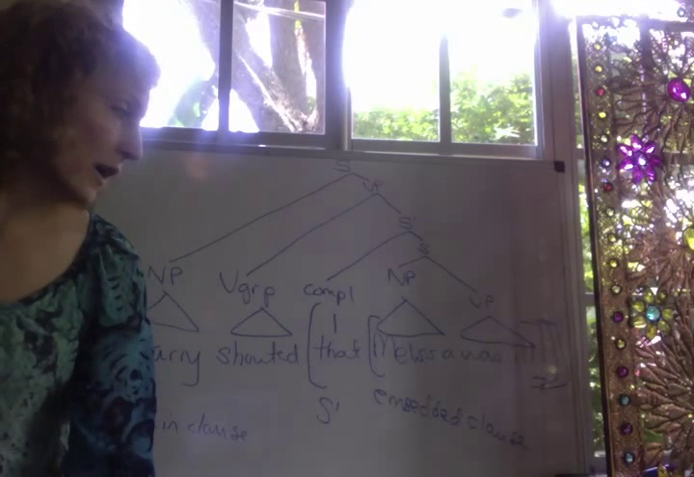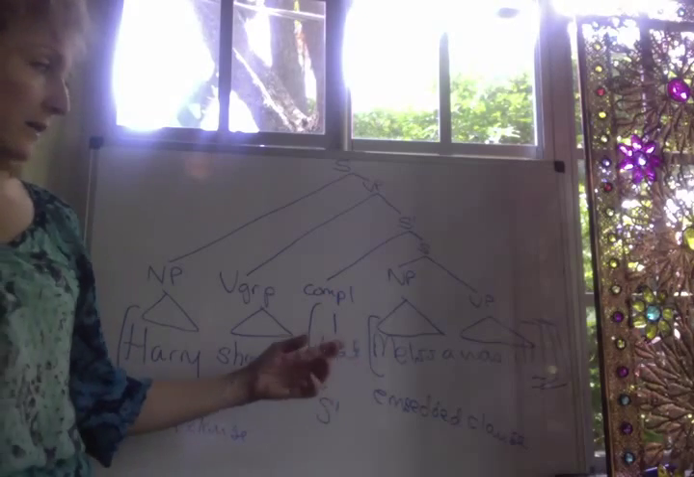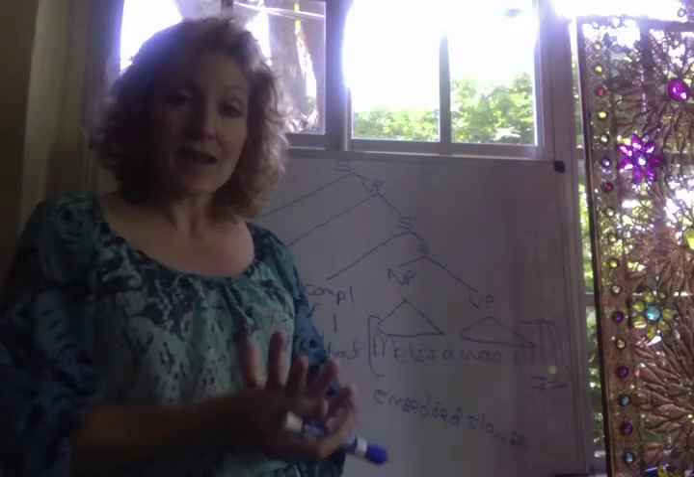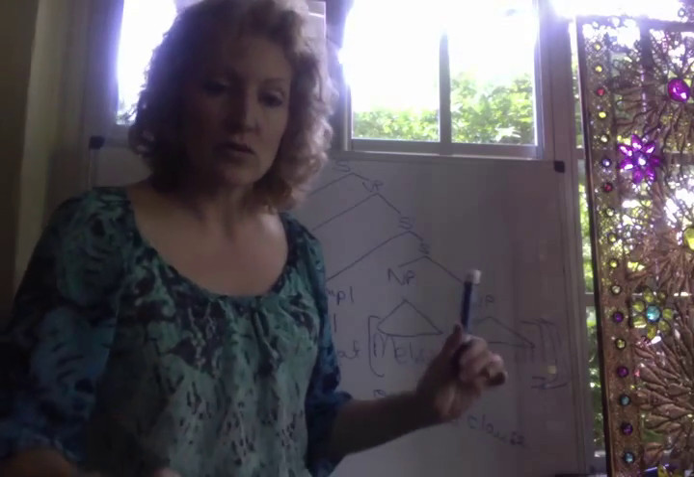So we're going to look at a few more examples where we have main verbs taking embedded clauses, and then we're going to see that it's possible to have other things besides main verbs taking embedded clauses, and see what those types of structures are going to look like.